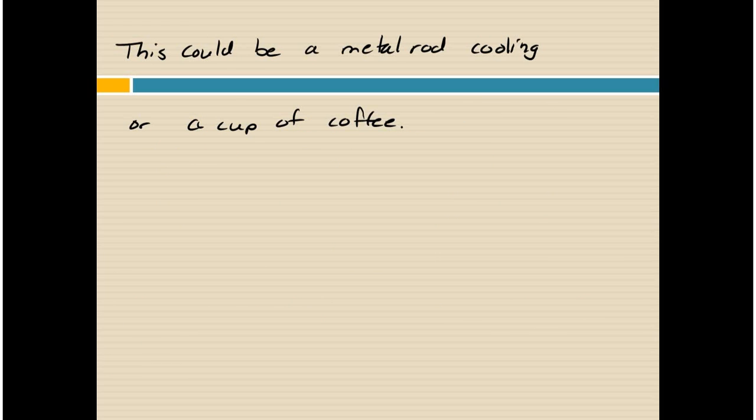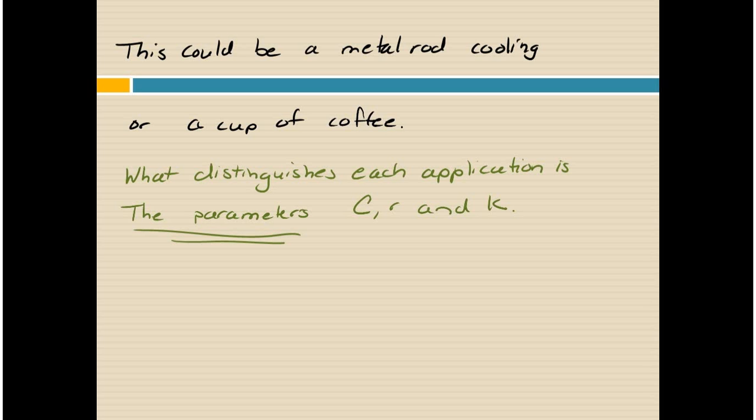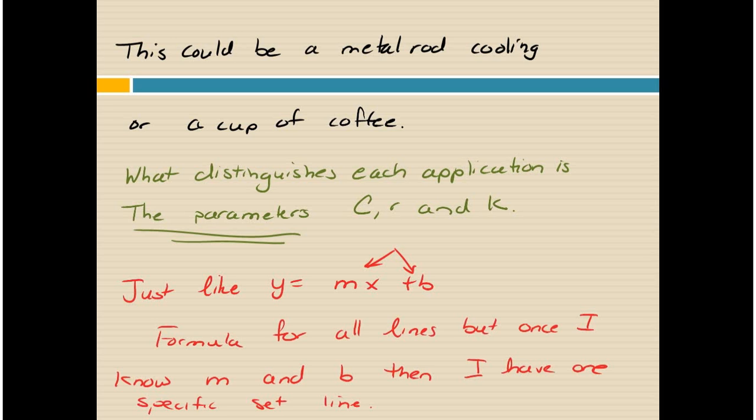For example, it could be a metal rod that you heated up and laid on a table. The temperature of that metal rod as it decreases would also follow Newton's law of cooling. Or it could be the temperature of a cup of coffee that you poured out and placed on the table. It's a very powerful model since it works for all these different applications. What distinguishes each application is the value of the parameters C, R, and K.